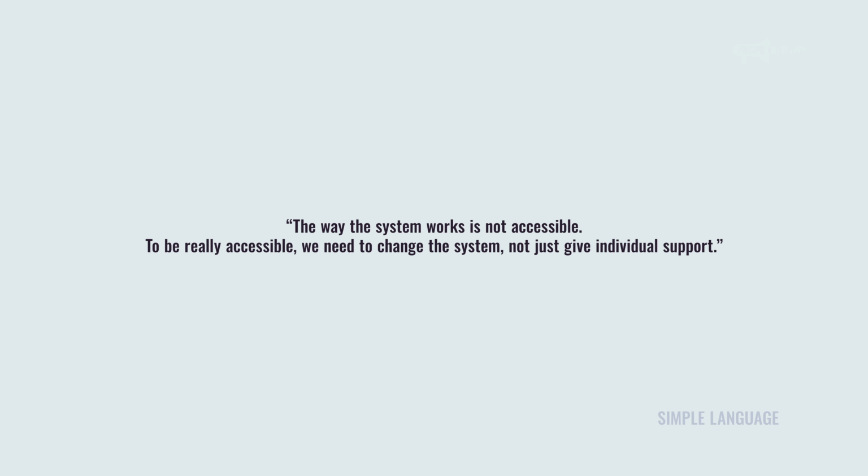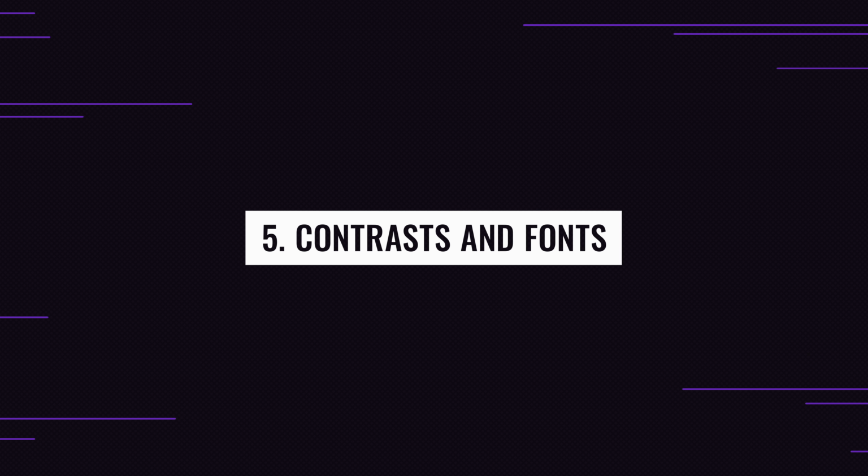Complex language: "True accessibility requires systemic change, not just individual accommodations." Simple language: "The way the system works is not accessible. To be really accessible, we need to change the system, not just give individual support." Number 5. Contrasts and fonts.